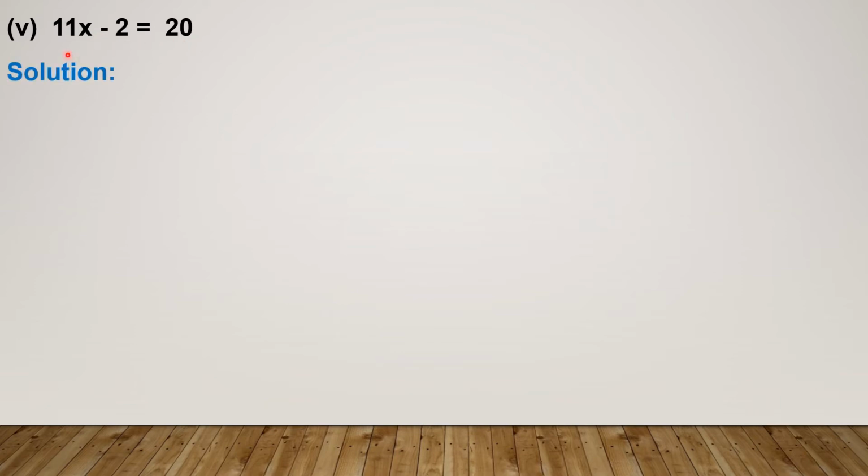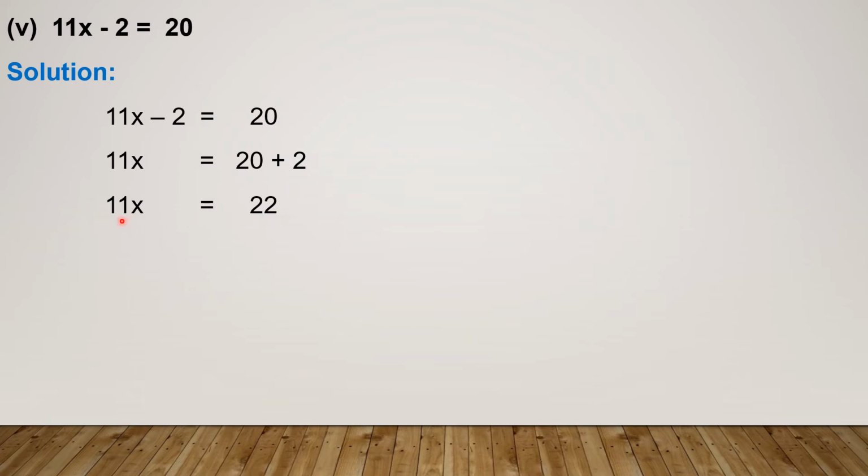Let's start the solution. Means we will find the value of x from this equation. Now again what we have to do, we will first move -2 to the other side of our equation. Here you have -2, so when you move it to the other hand side it will be converted into +2. So we will get what over here? 20 plus 2. 11x is equal to 20 plus 2. In the next step add 20 and 2, we will get 22. Now your equation is 11x is equal to 22.